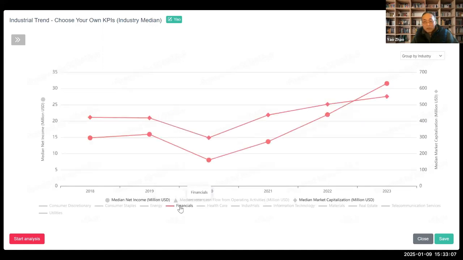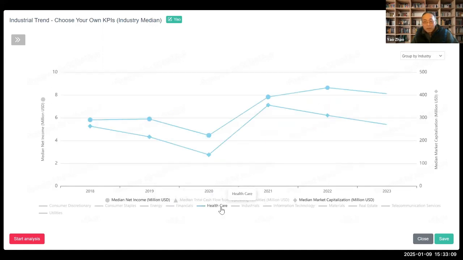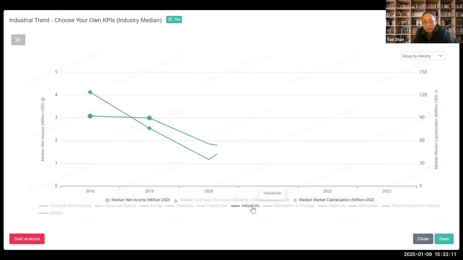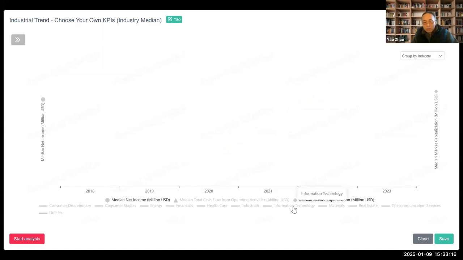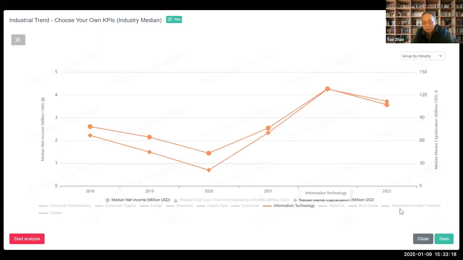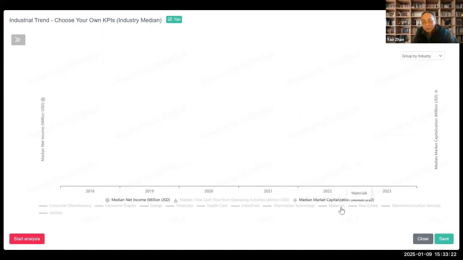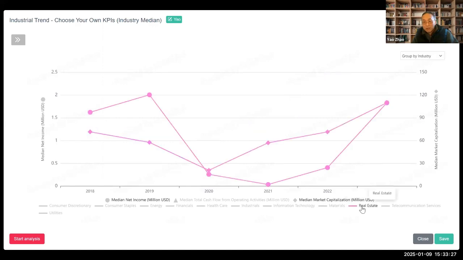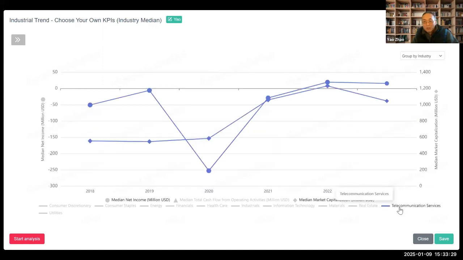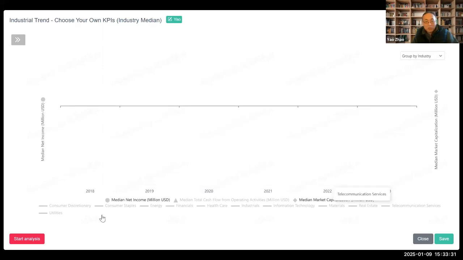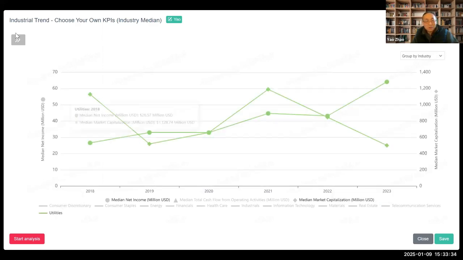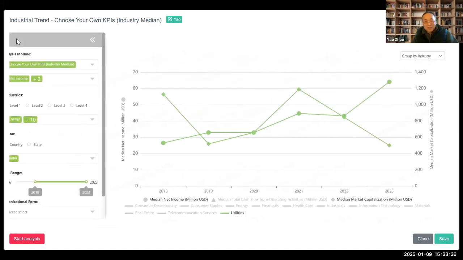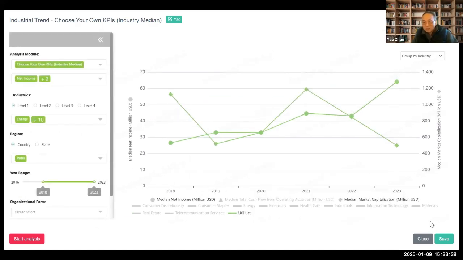Financials. Indian healthcare, pretty much moving together. Indian industrials. I think India is pretty strong in information technology, moving together. I never looked at this before, by the way. Materials, real estate, telecommunication, and utilities for India. What do you say? Does that give you more information in terms of investing?